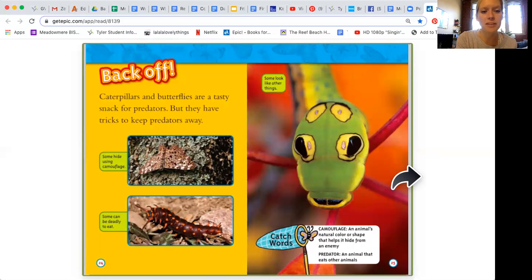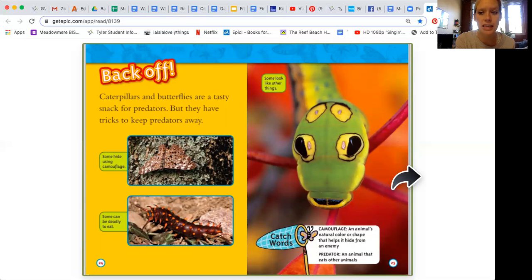Back off. Caterpillars and butterflies are a tasty snack for predators. What does predators mean? Think about this sentence and what would make sense. Caterpillars and butterflies are a tasty snack for predators. I have some schema about this. You talked to us when we did our bat unit. Predators are going to be what eats them.